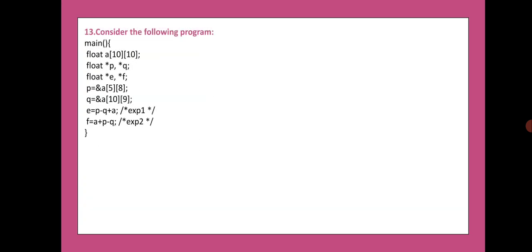Let's move on to the next question. Consider the following program with a float array of size 10, 10, and we have float pointers p, q, and float pointers e, f. So p is associated with ampersand a[5][8], q with ampersand a[10][9], and e is equal to p minus q plus a. This is expression 1. f is equal to a plus p minus q, right? So we have two expressions here.